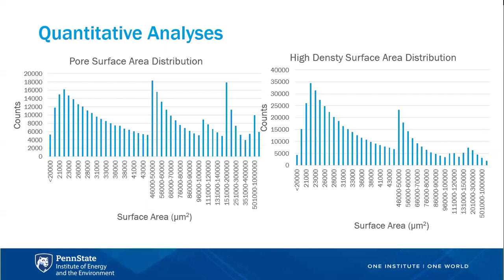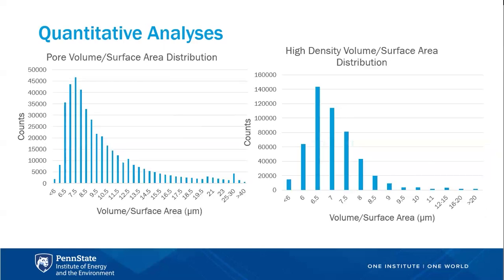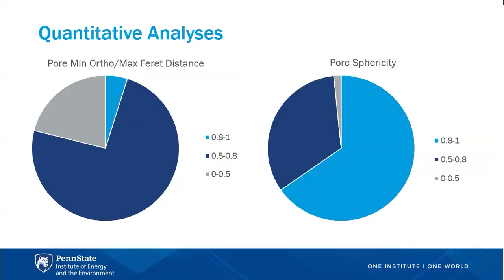We can look at the surface area, same thing, differences. And even the surface area to volume ratio, and you can immediately see that there's way more variability in the pores than there is in the tiny little particles. So there's some data you can pull out of this stuff.